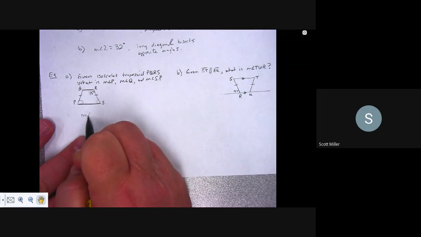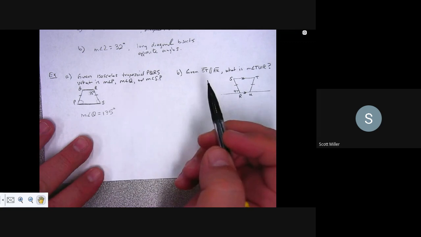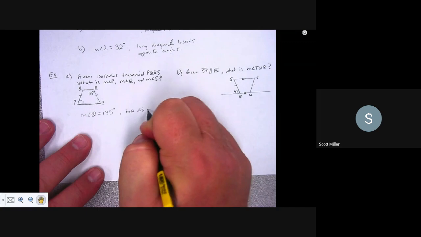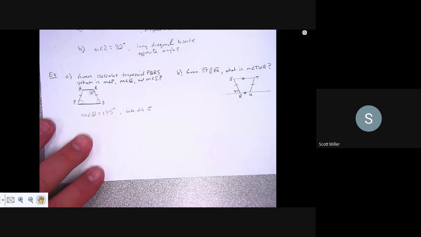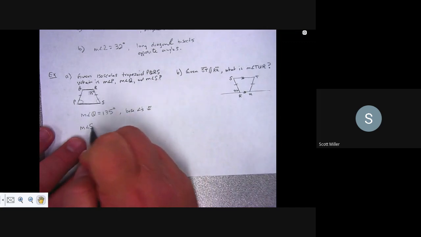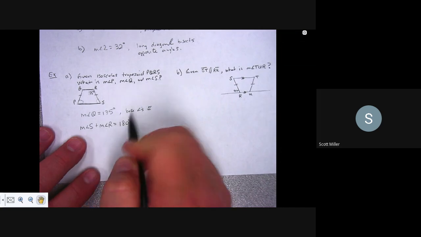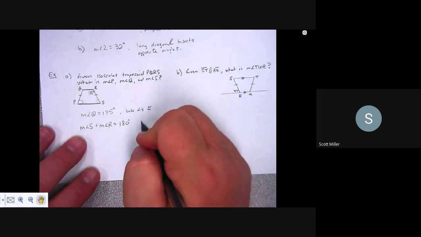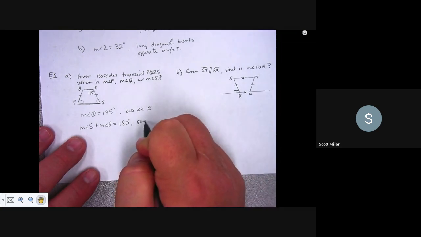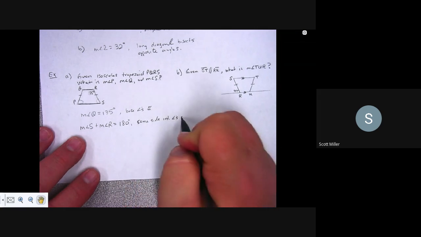So that means the measure of angle Q must also be 135 degrees. Why? Because base angles are congruent, and these are base angles. What else do I know? I know that the measure of angle S plus the measure of angle R equals 180 degrees because consecutive, same side interior angles are supplementary.